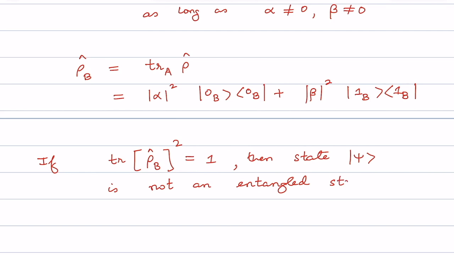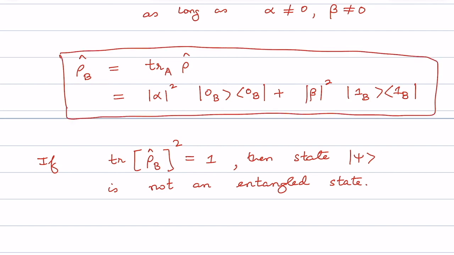The system B would be a pure state. That means you have the complete information about system B and you need not know any additional information about it. Now, if the system is in a mixed state, you see, system B is in a mixed state. That means, again, I'm reiterating, you don't have the complete information of system B. So overall, you have information about system A plus B only, but individual information is not there. Now, if trace rho B square is equal to 1, that means you have complete information about system B. That means it is in a pure state.